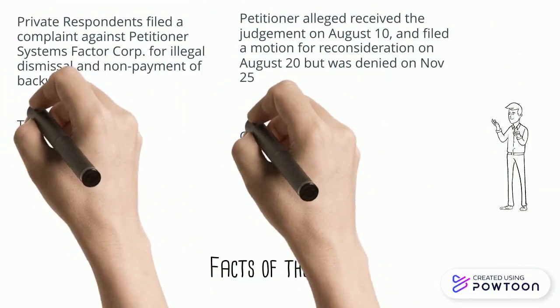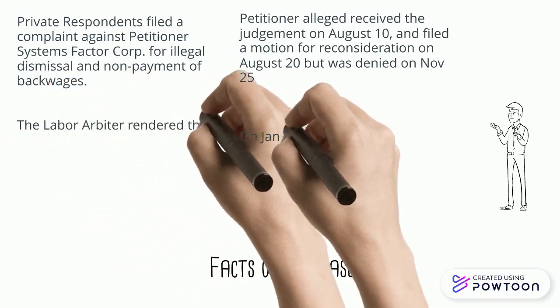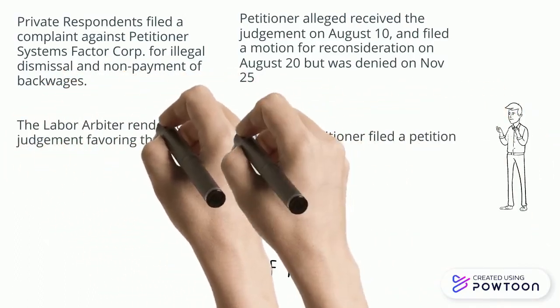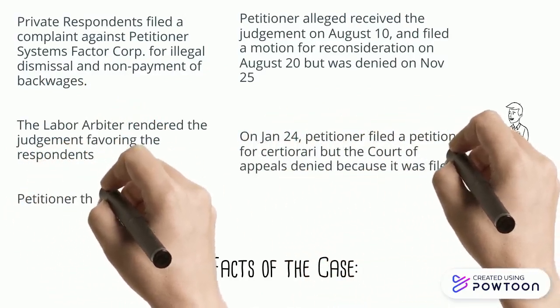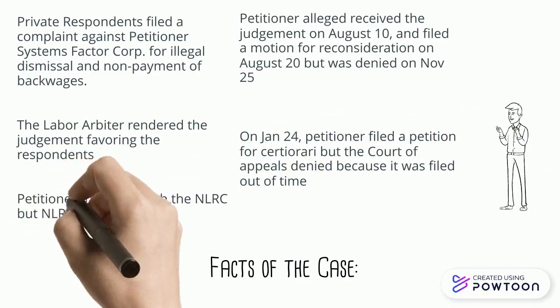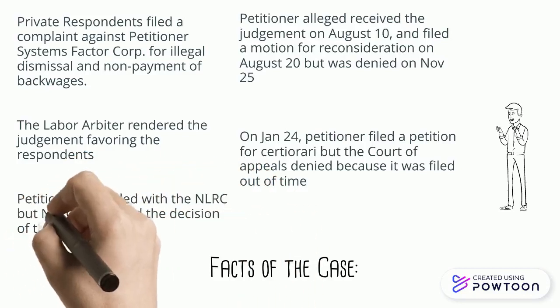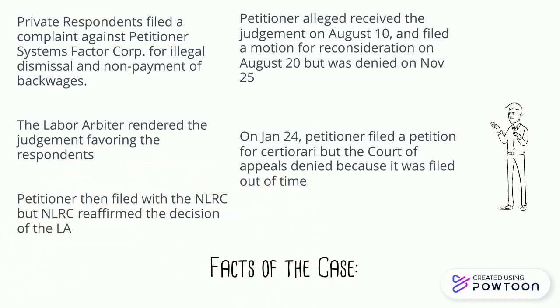Petitioner then appealed to the NLRC, but the NLRC reaffirmed the decision of the labor arbiter. Petitioner alleged receiving the judgment on August 10 and filed a motion for reconsideration on August 20. On November 25, petitioner received notice that the NLRC denied the motion. On January 24, petitioner filed a petition for certiorari.